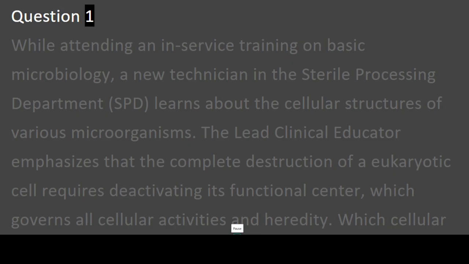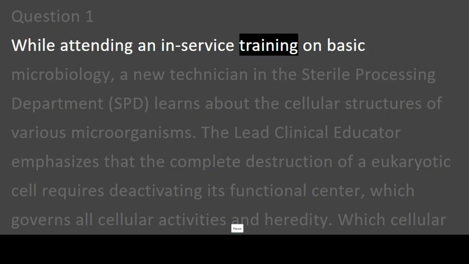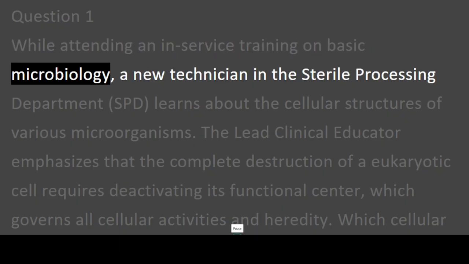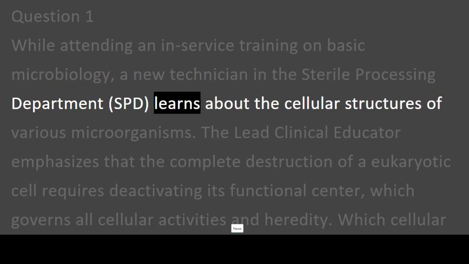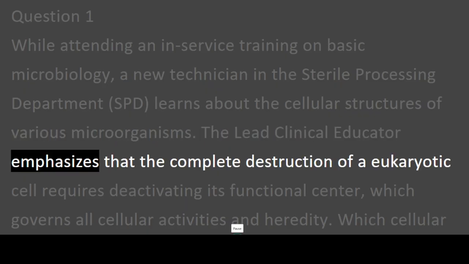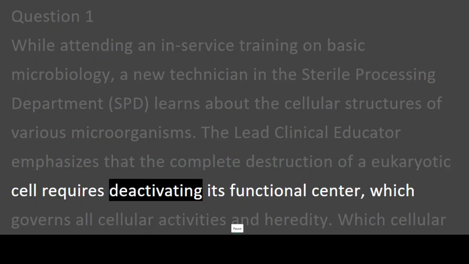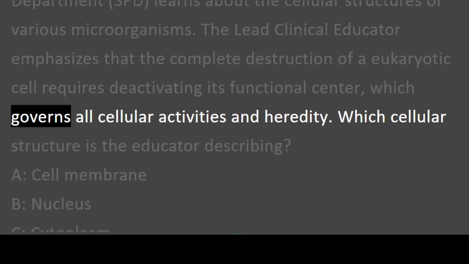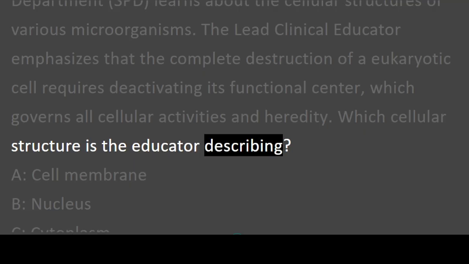Question 1. While attending an in-service training on basic microbiology, a new technician in the Sterile Processing Department, SPD, learns about the cellular structures of various microorganisms. The lead clinical educator emphasizes that the complete destruction of a eukaryotic cell requires deactivating its functional center, which governs all cellular activities and heredity. Which cellular structure is the educator describing?